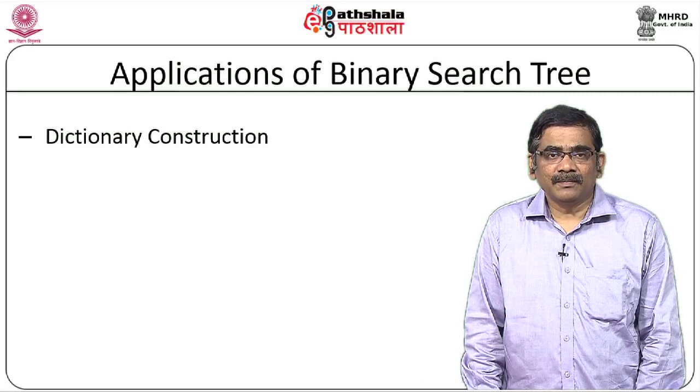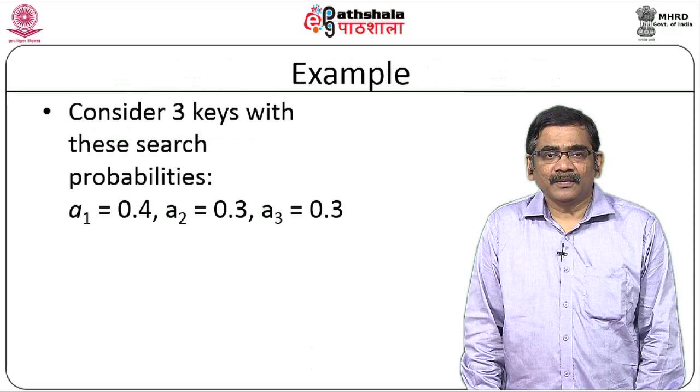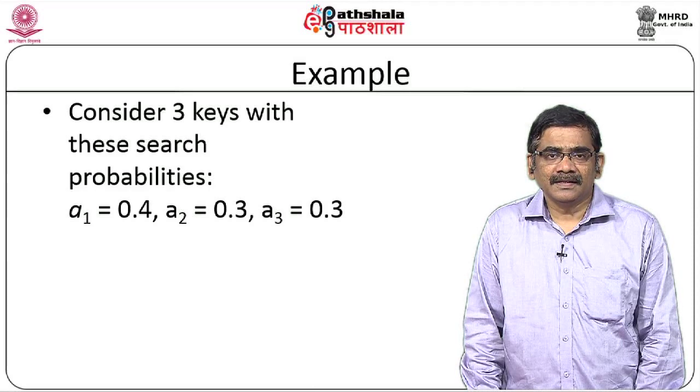This is one of the primary motivations behind the concept of the binary search tree. Fine. Let us take one simple example. Let us try to construct a BST. So, let us take 3 keys and let us assume that these are the various probabilities. Probability comes in here because every word, every key occurs with a frequency. So, let us assume that there are 3 keys with the probabilities of 0.4, 0.3 and 0.3.